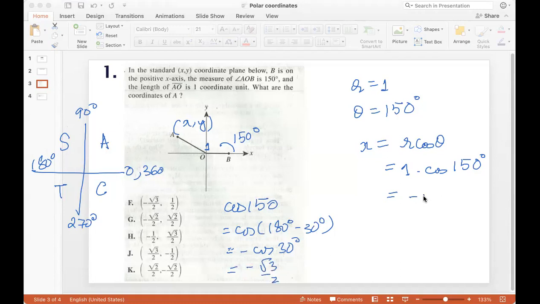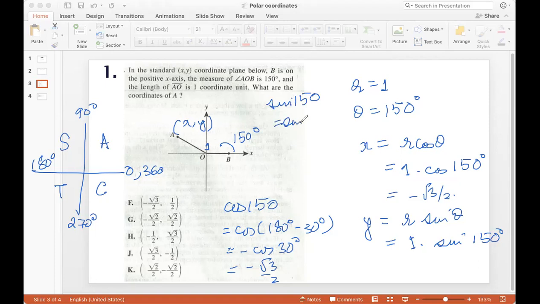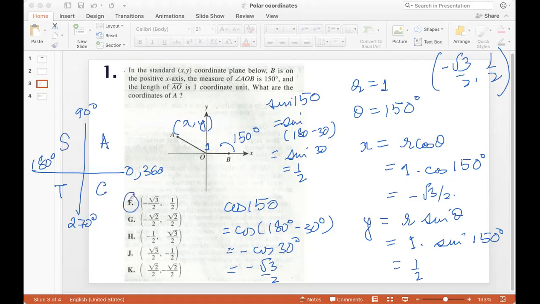So x will be negative root 3 by 2. And y will be r sine theta, which is 1 times sine 150. And we know that sine is positive in the second quadrant. So sine 150 is sine of 180 minus 30, which is positive sine 30, which is plus half. So the xy coordinates of this point would be minus root 3 by 2, comma 1 by 2, which is option F, minus root 3 by 2, comma 1 by 2.